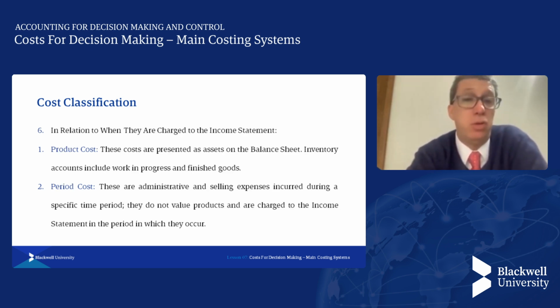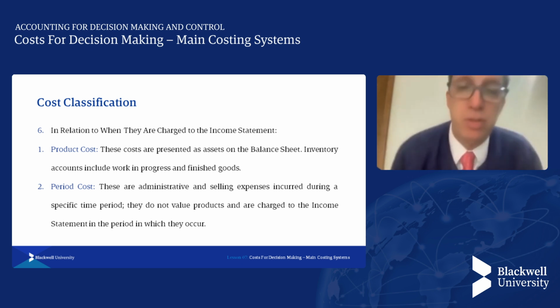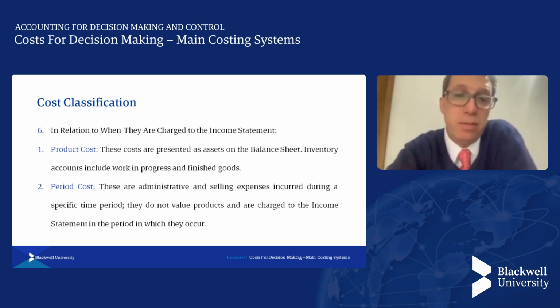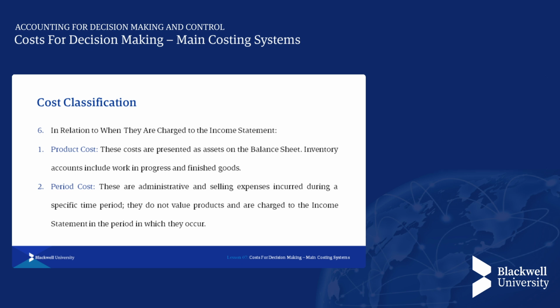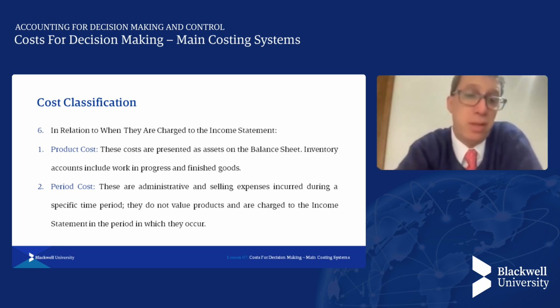Sixth, in relation to the timing when they are charged to the income statement. One example could be the cost of the product, which is presented as assets on the balance sheet, in the inventory account, as we have noted, in work in process and finished goods, or also certain period costs, for example, those associated with administrative and sales expenses incurred in a specific period, but that do not value the products and are charged to the income statement in the period in which they occur.